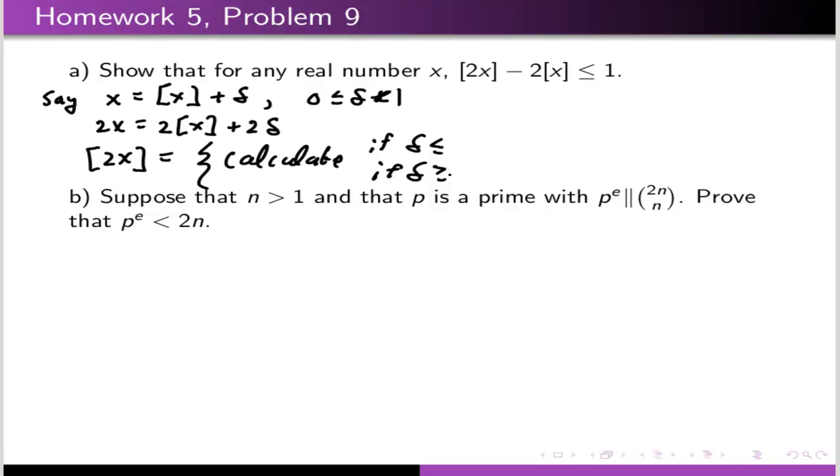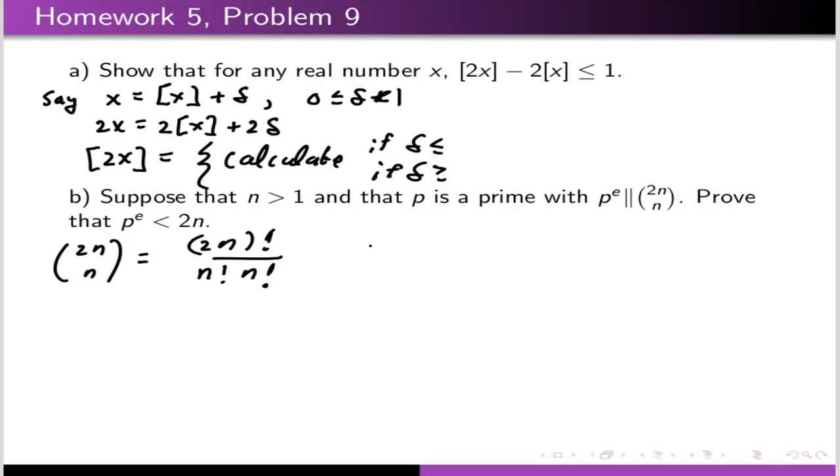Okay, now I want to use that fact to prove part B. So suppose that p is a prime with p to the e exactly dividing the combinatorial symbol 2n choose n. Prove that p to the e is less than or equal to 2n. So 2n choose n is 2n factorial over n factorial times n factorial.